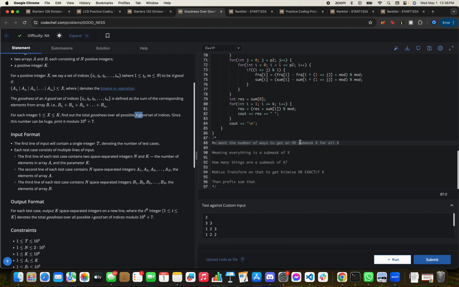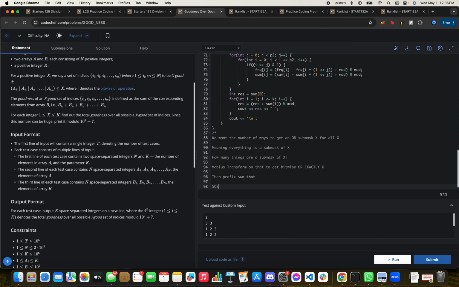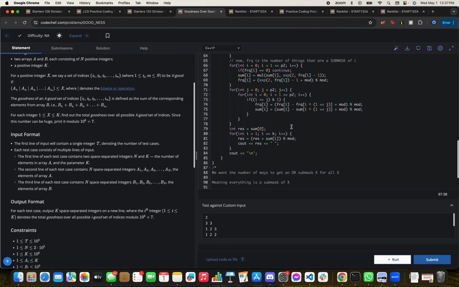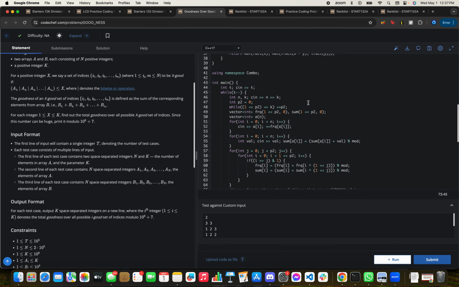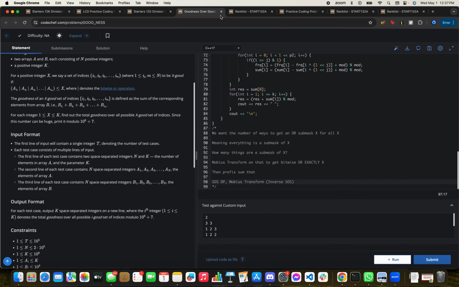And that's actually an easier thing to compute using SOS DP. And then you invert the submask condition using a Mobius transform or inverse SOS. And then, yeah. Sorry, I'm tired, so I'm not explaining this well. But yeah, that's basically it. It's just SOS DP and Mobius transform.